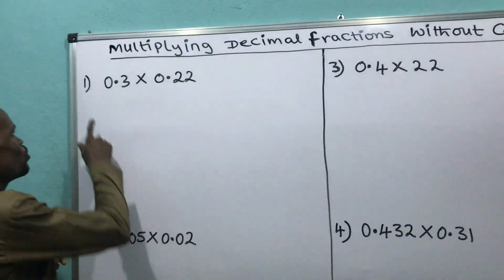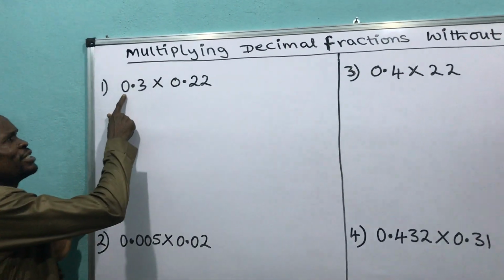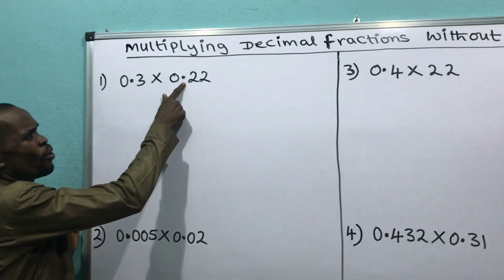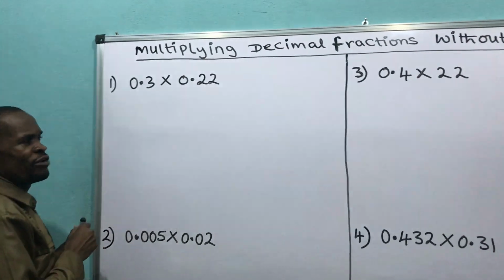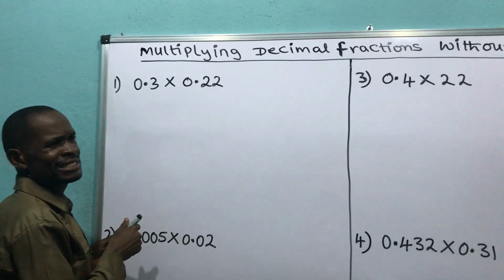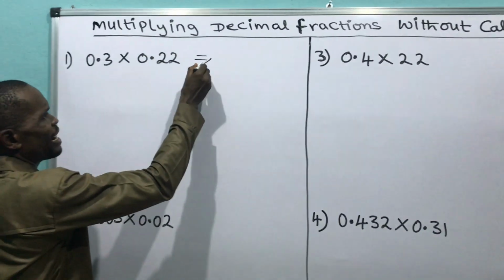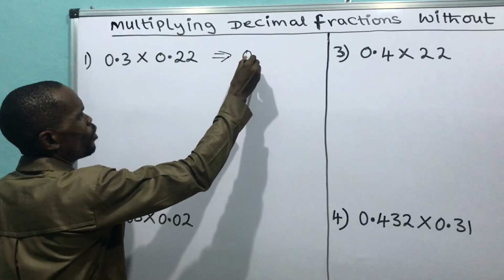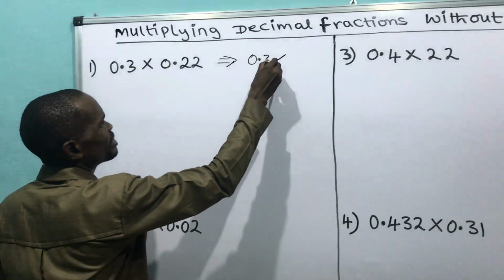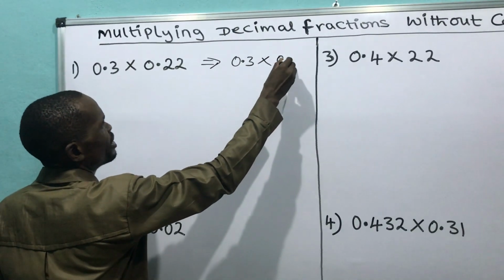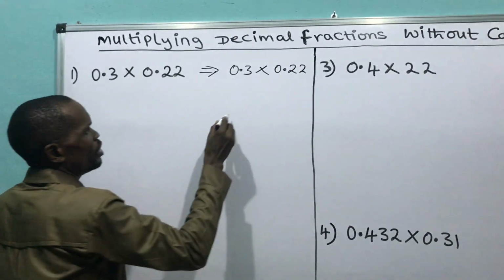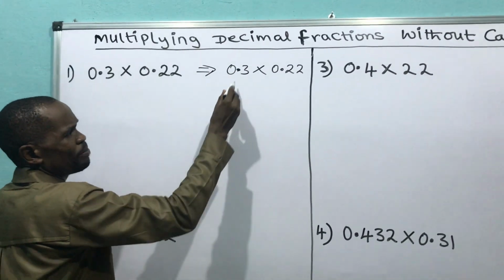Let's go to question 1. We are multiplying 0.3 times 0.22. First of all, we look for the number of decimal places. This implies 0.3 times 0.22. Let us see the number of decimal places.